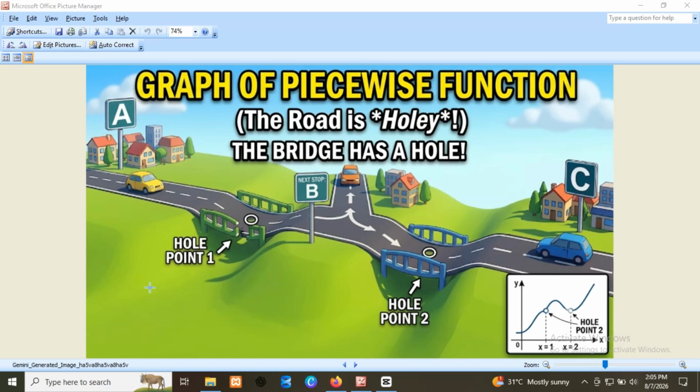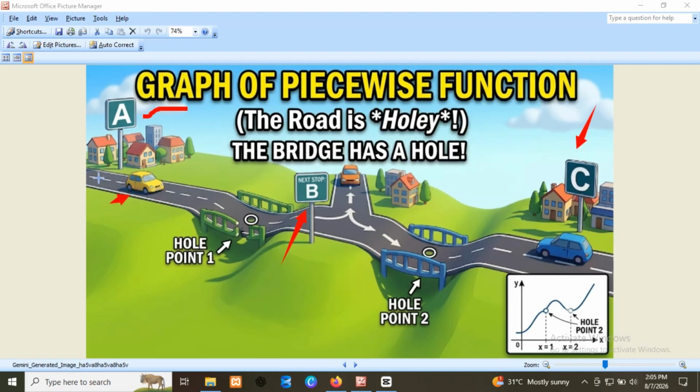This tutorial explains the graph of a piecewise function that relates to real life. So consider we have three towns: town A, town B, and town C.